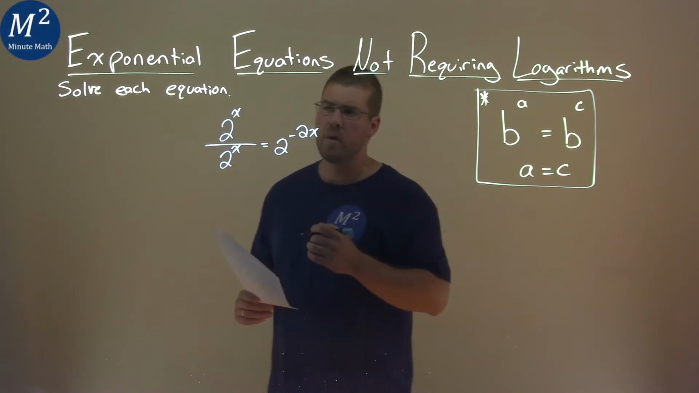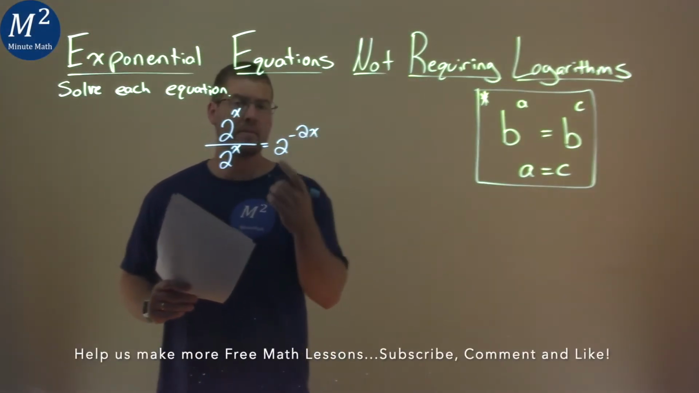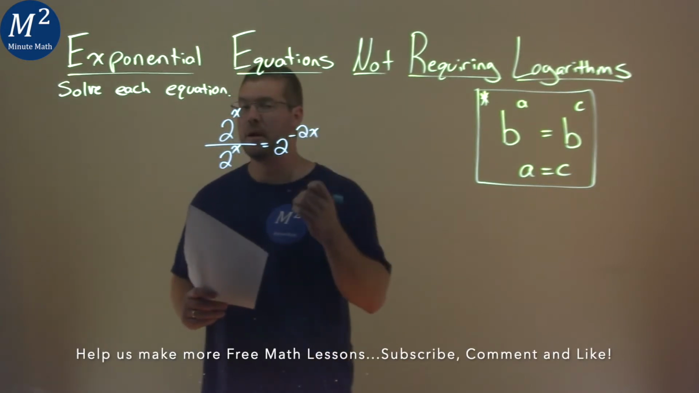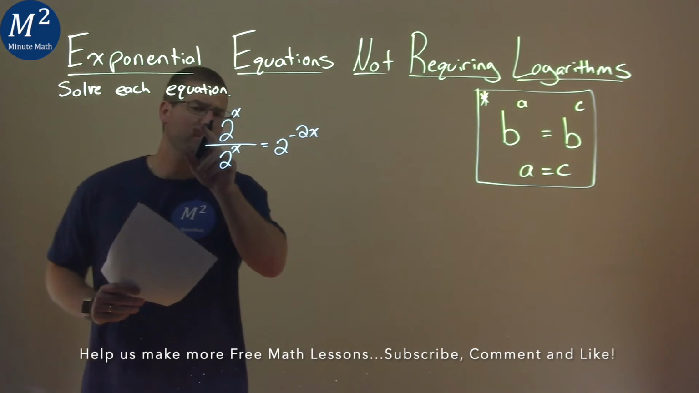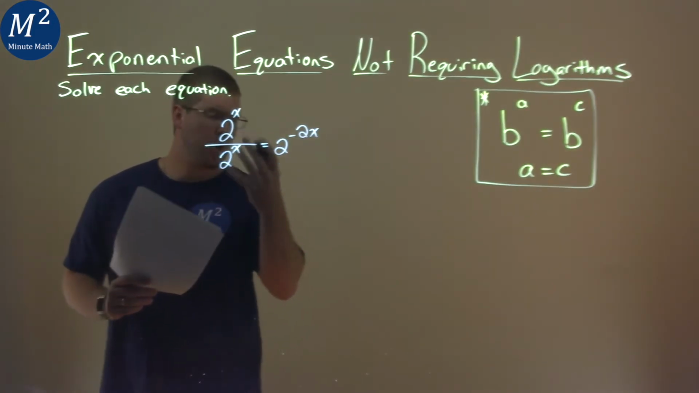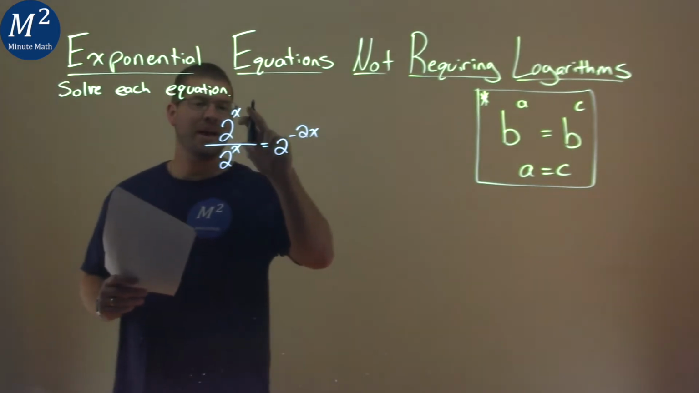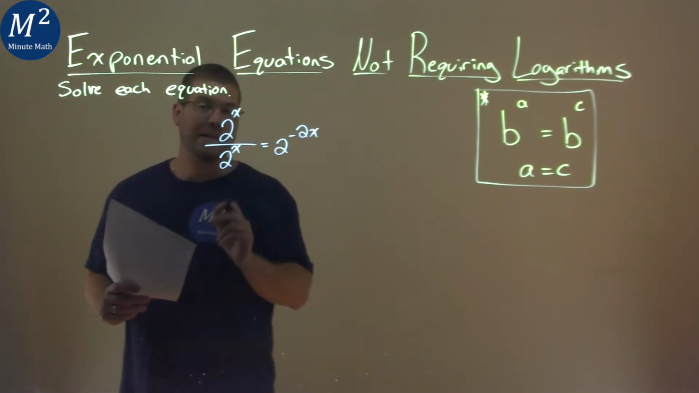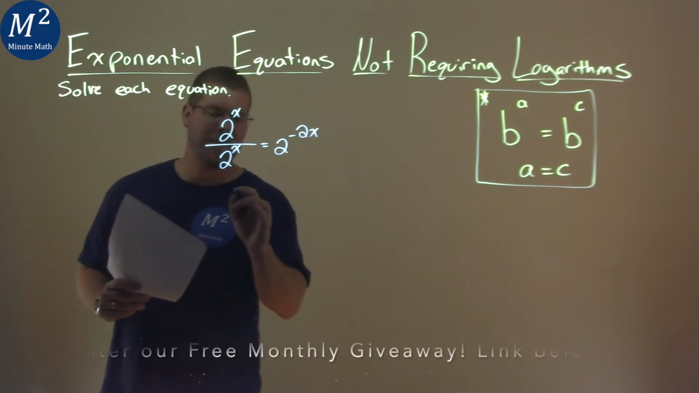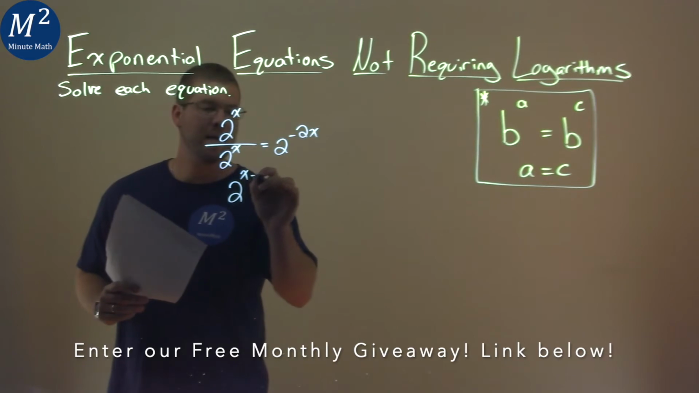We're given this problem right here, 2 to the x power divided by 2 to the x power, and that's equal to 2 to the negative 2x power, and we have to solve this equation. Well, our rules with dividing problems here, or dividing with same base, and the exponents right here, right? If we have the same base, we subtract the exponent. But it's 2 to the x, the first exponent, minus the x.